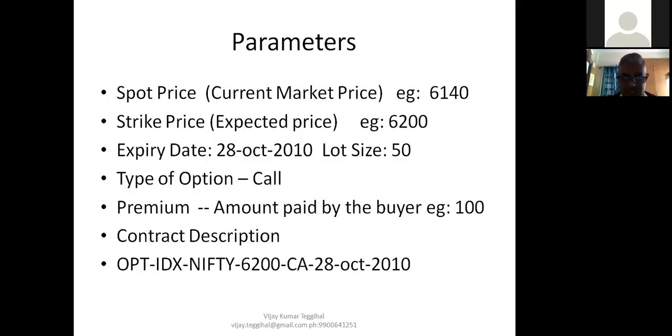Type of option is a call. Premium is the amount paid by the buyer. Example, rupees 100. And the contract description looks like option, index, Nifty, the strike price, call, 28th October 2010.